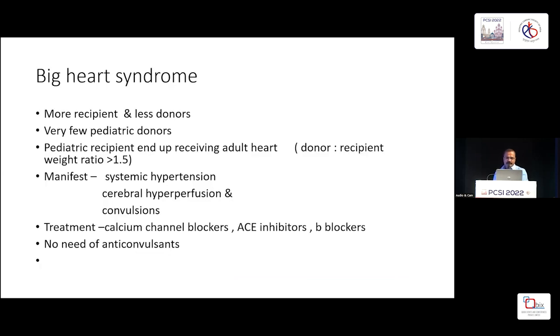This is one of the unique problems that we encounter in pediatric heart transplant recipients. There is a large number of recipients and a small number of donors. So most pediatric heart transplant recipients end up receiving an adult heart. An adult heart pumps a large amount of cardiac output, and it manifests as systemic hypertension, cerebral hyperperfusion, and convulsions. We treat them with antihypertensive agents. The choices are calcium channel blockers, ACE inhibitors, and sometimes beta blockers. These patients actually don't need anticonvulsive therapy.